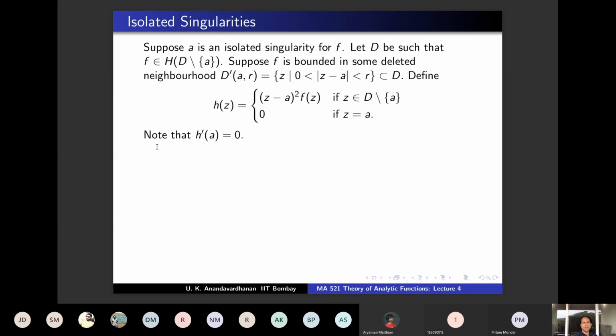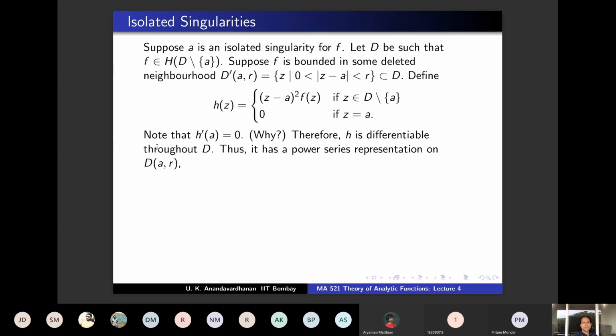In particular, h is differentiable at a also, and h is differentiable everywhere else. So h is differentiable throughout B. Okay, you have seen that h is differentiable throughout B and therefore it has a power series representation on D(a, R), right? Holomorphic functions you can represent by power series.